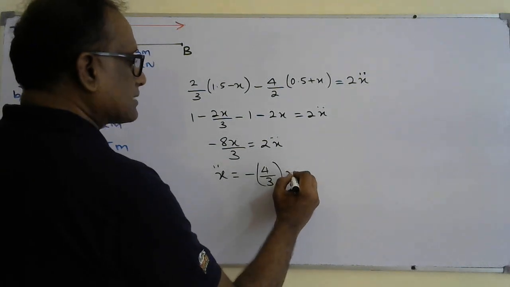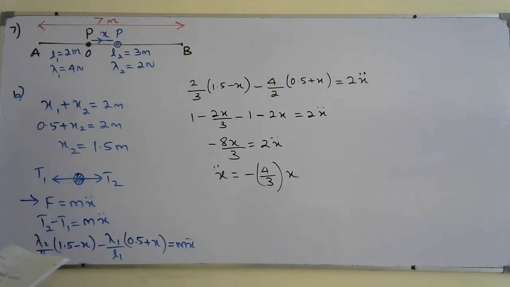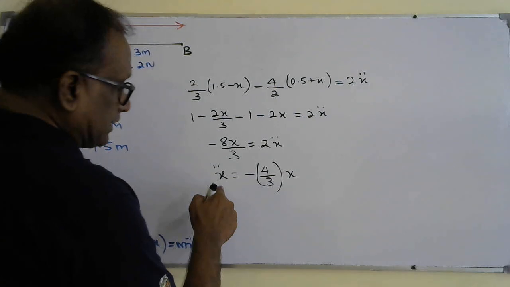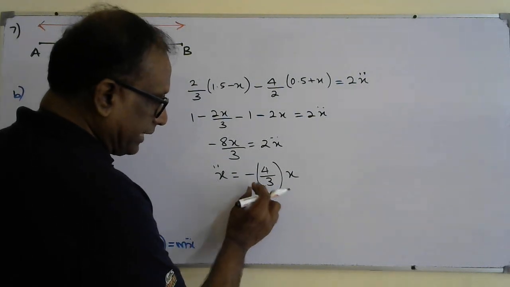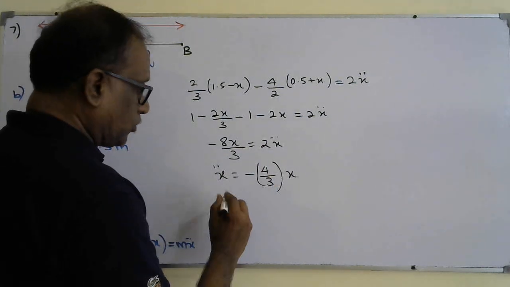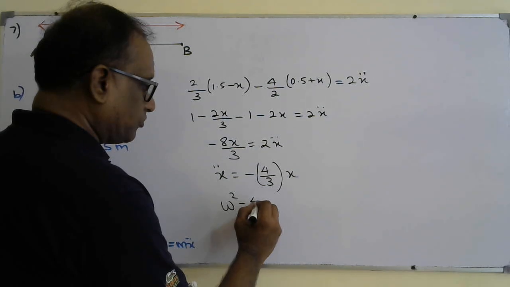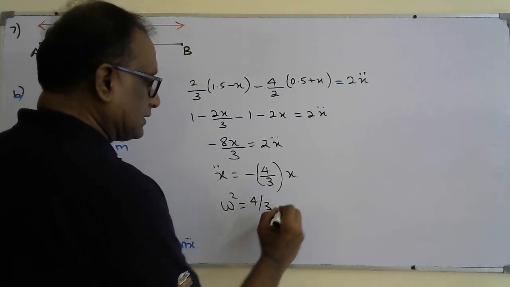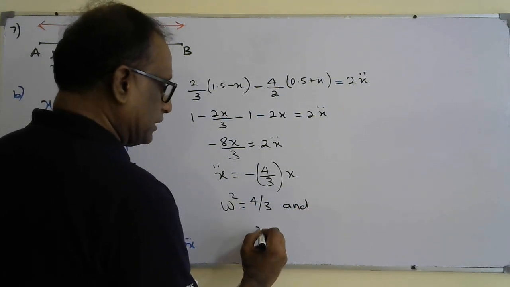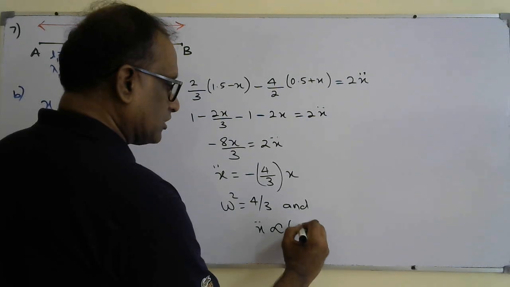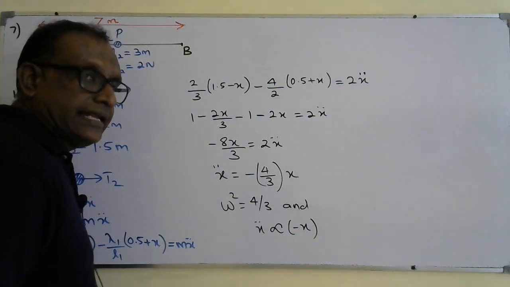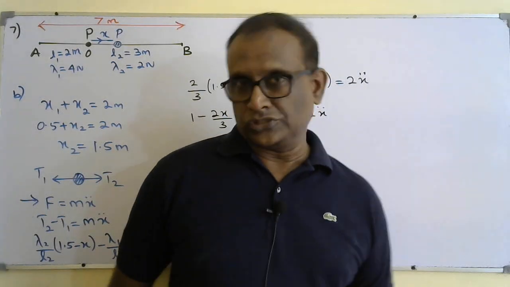So this is in the form of x double dot equals minus omega squared x, where omega squared is the constant. So omega squared is equal to 4 by 3, and x double dot is directly proportional to minus x. Therefore, it performs simple harmonic motion.